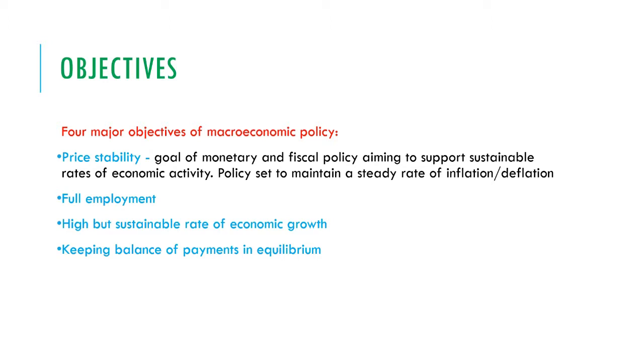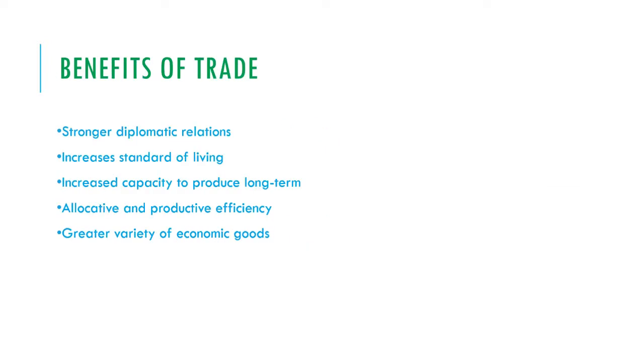So there are four major objectives of macroeconomic policy. Macroeconomics, if you remember, is just the large-scale piece of economics as opposed to microeconomics. The first is price stability, which is the goal of the monetary and fiscal policy, which we will talk about later. This aims to support sustainable rates of economic activity. The policies are set to maintain a steady rate of inflation and deflation. The other major objectives are full employment, a high but sustainable rate of economic growth, and keeping a balance of payments equilibrium.